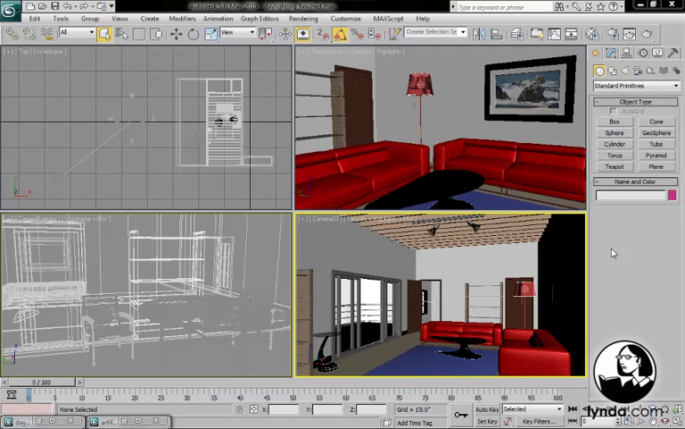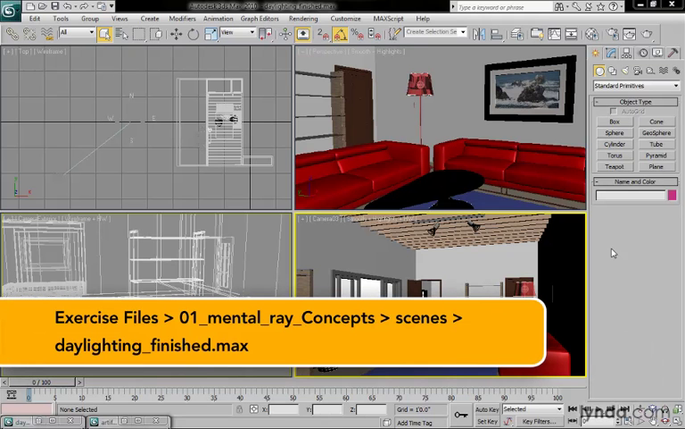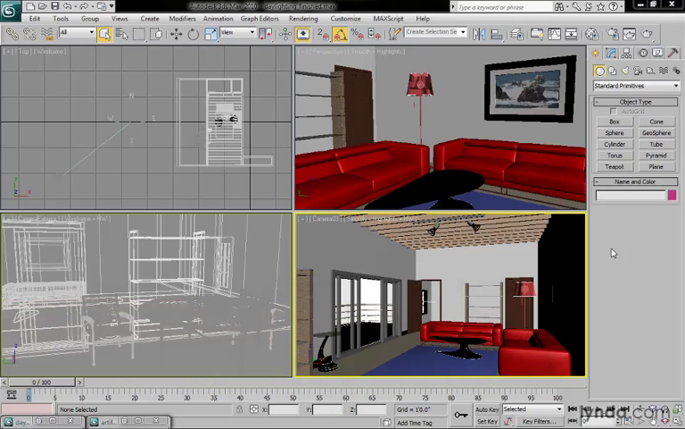What is Mental Ray? Mental Ray is a rendering engine found in many 3D programs, 3ds Max, and also Maya, Softimage, Revit, and others. It was created by a company called Mental Images from Germany, and it's now been bought out by NVIDIA Corporation.